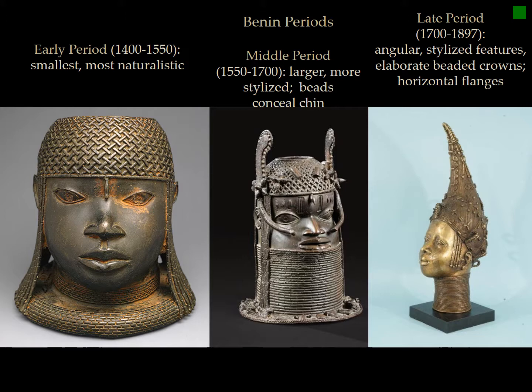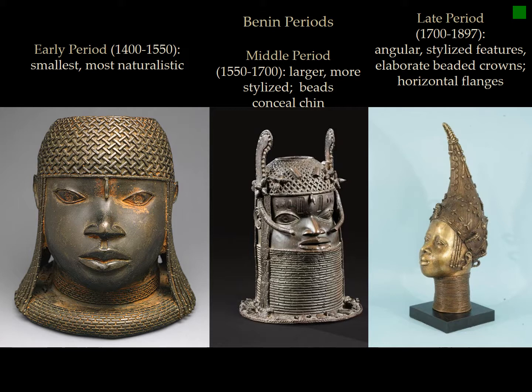The Benin periods are broken up into early, middle, and late. Roughly from the 1400s to 1550, we have, as is attributable to the characteristics, the smallest and most naturalistic approach to these heads. The middle period, from 1550 to 1700, shows larger heads that are more stylized. Notice how attenuated or stretched out the neck and the face is. It also is more abstracted with the eyes and the scarification above the brow. We also find that the beads are going to conceal the chin and neck.